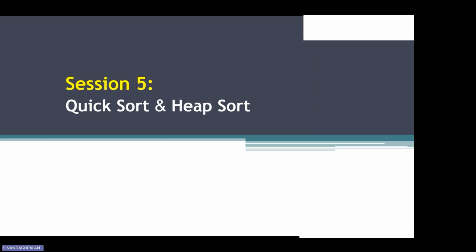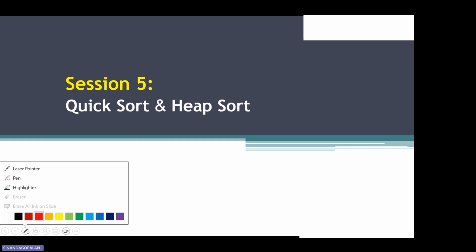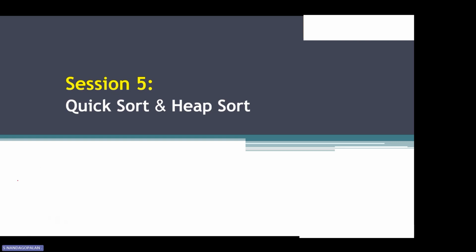Let's start this session number 5 with quick sort and heap sort as the two major sorting algorithms for today's session. And as usual, the study pattern for any of these algorithms, don't forget. Point number 1, the statement of the problem or problem statement, which is nothing but sorting. In this case, we have already defined it.